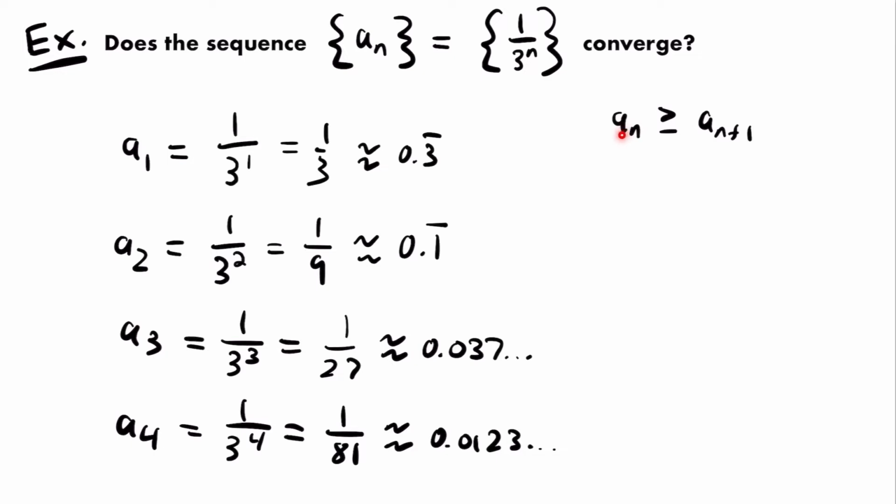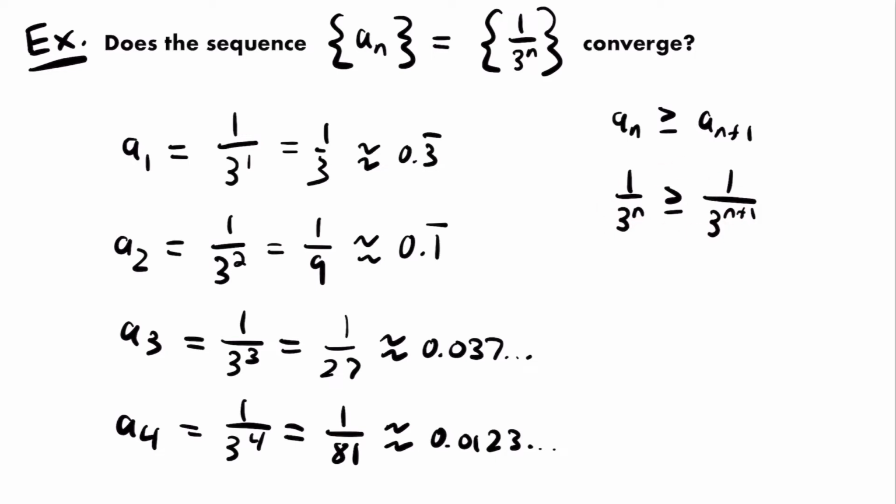Now a sub n we know is 1 divided by 3 to the power of n, so we have 1 divided by 3 to the power of n, and that will be greater than or equal to a sub n plus 1. So we'll have our nth term, but we're going to replace n with n plus 1. So we have 1 divided by 3 to the power of n plus 1. Okay, and so now we want to show that this statement is true by simplifying it into a form that we can verify is true.